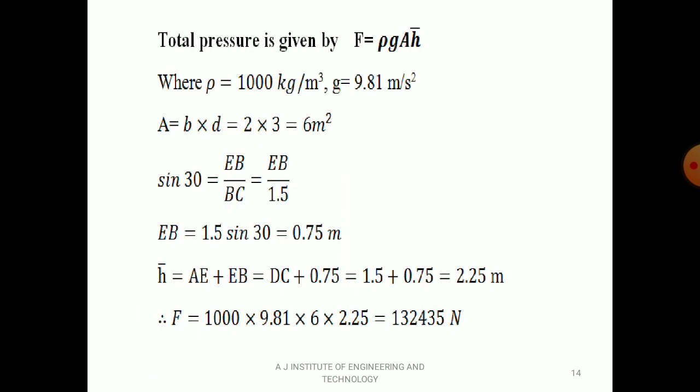Total pressure is given by F equal to rho G into A into H bar. Where rho equal to 1000, because it is submerged in liquid. That liquid is water, so density equal to 1000 kg per meter cube. G is acceleration due to gravity, equal to 9.81 meter per second square. Area, similar to the previous problem, is width into depth, that is B into D, equal to 2 into 3, that is equal to 6 meter square. Now you are supposed to find H bar.